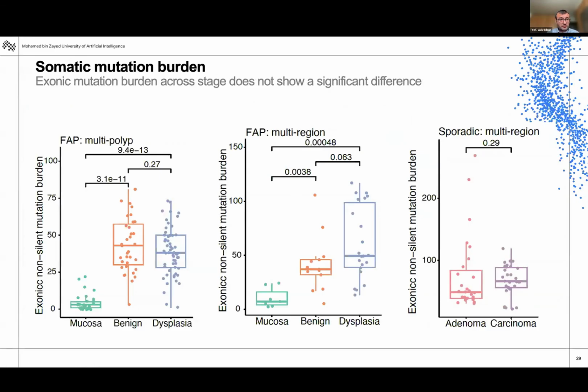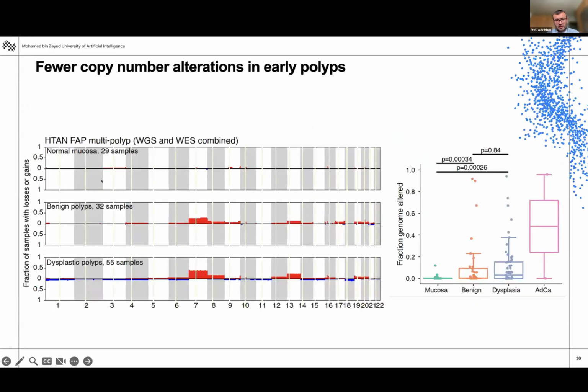Initially, we quickly looked at exonic mutation burden, and we don't see much of a difference between benign versus dysplastic in terms of the mutational burden at the exonic level, and so it is in the other 2 cohorts. We look at the copy number. There is some increase in terms of the copy number burden from early to later on.